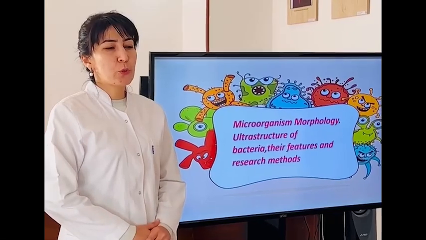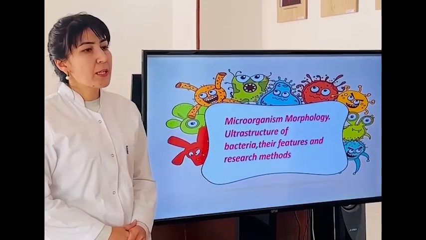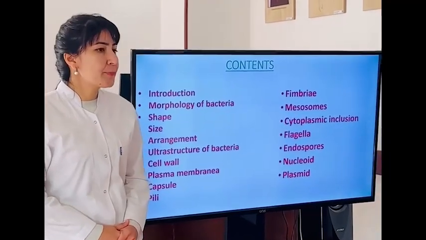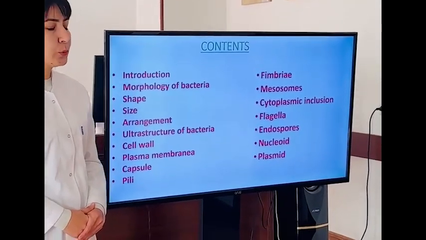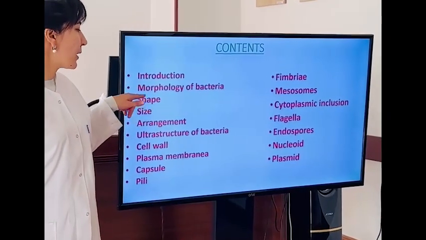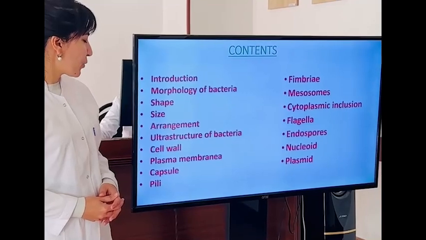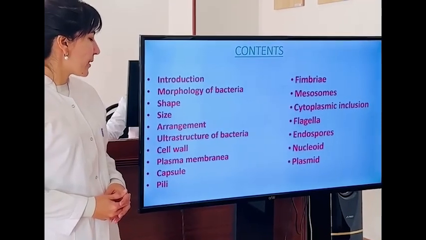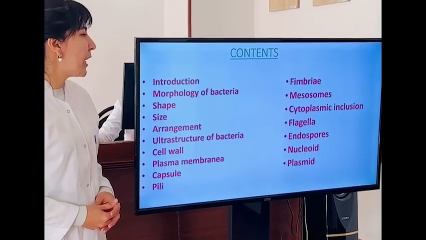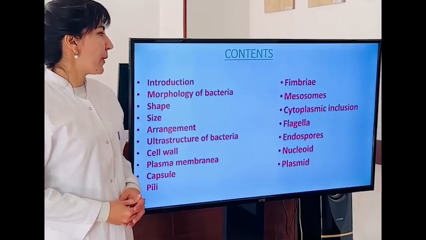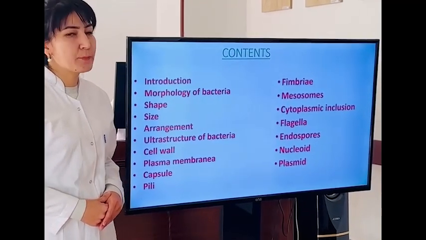Microorganism morphology, ultrastructure of the bacteria, the factors and research methods. Today we consider this, and if you look at these contents, we must see the introduction, morphology of the bacteria, shape, size, arrangement, ultrastructure of the bacteria, cell walls and plasma membrane, capsule, pili, fimbriae, mesosomes, cytoplasmic inclusions, flagella, endospores, nucleoids, and plasmids.